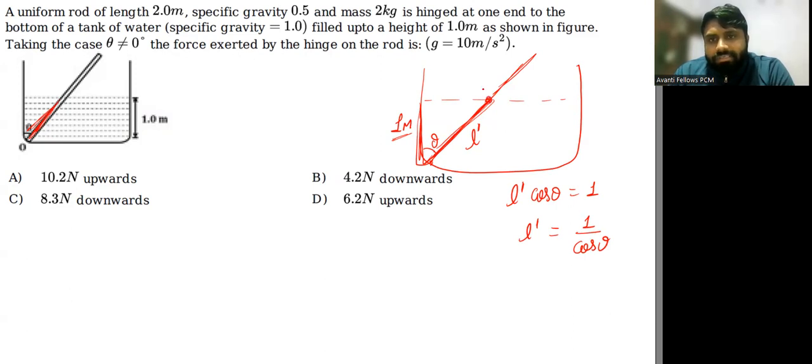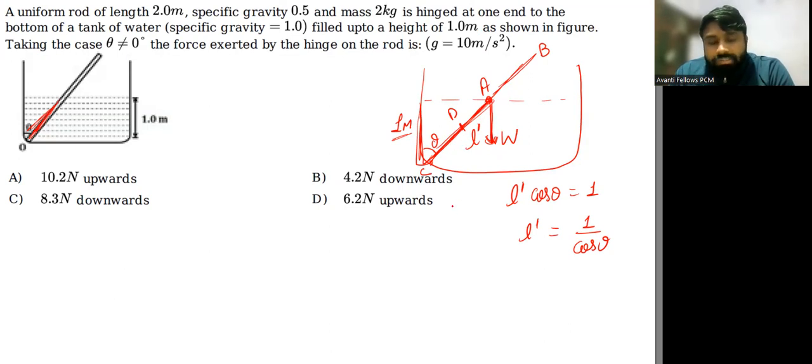Now we will consider this is point A, this is point B, and this is point C, and this is a point D, which is just half of this length AC. Now we know that the weight of this rod will act downward, acting at the center of mass. Center of mass of this rod will be at half of the distance. So this is the weight of the rod which is acting downward.